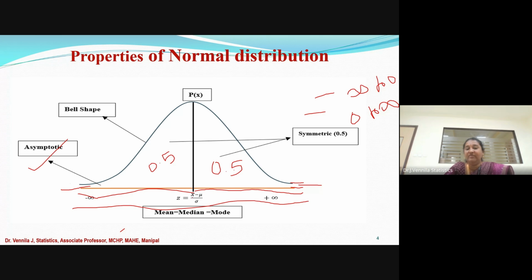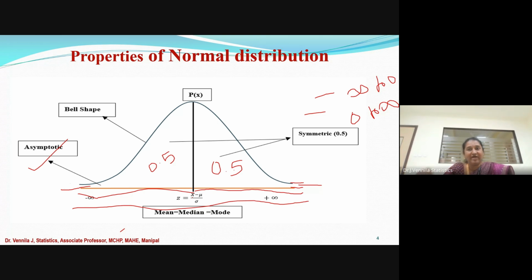Now, in which situation do we have to use this normal distribution? When you have to calculate mean, median, mode. Mean means a set of values represented as a single term. Median means what?